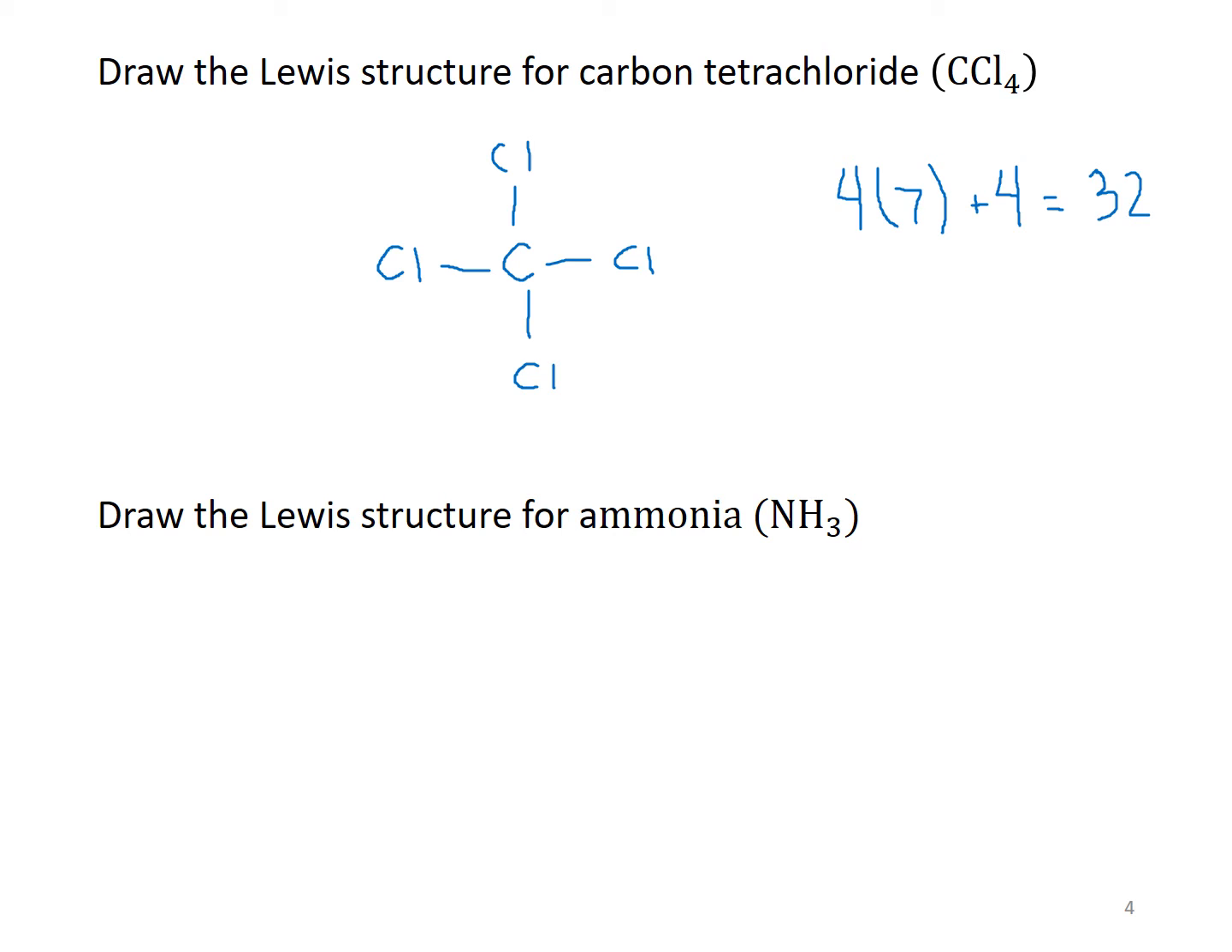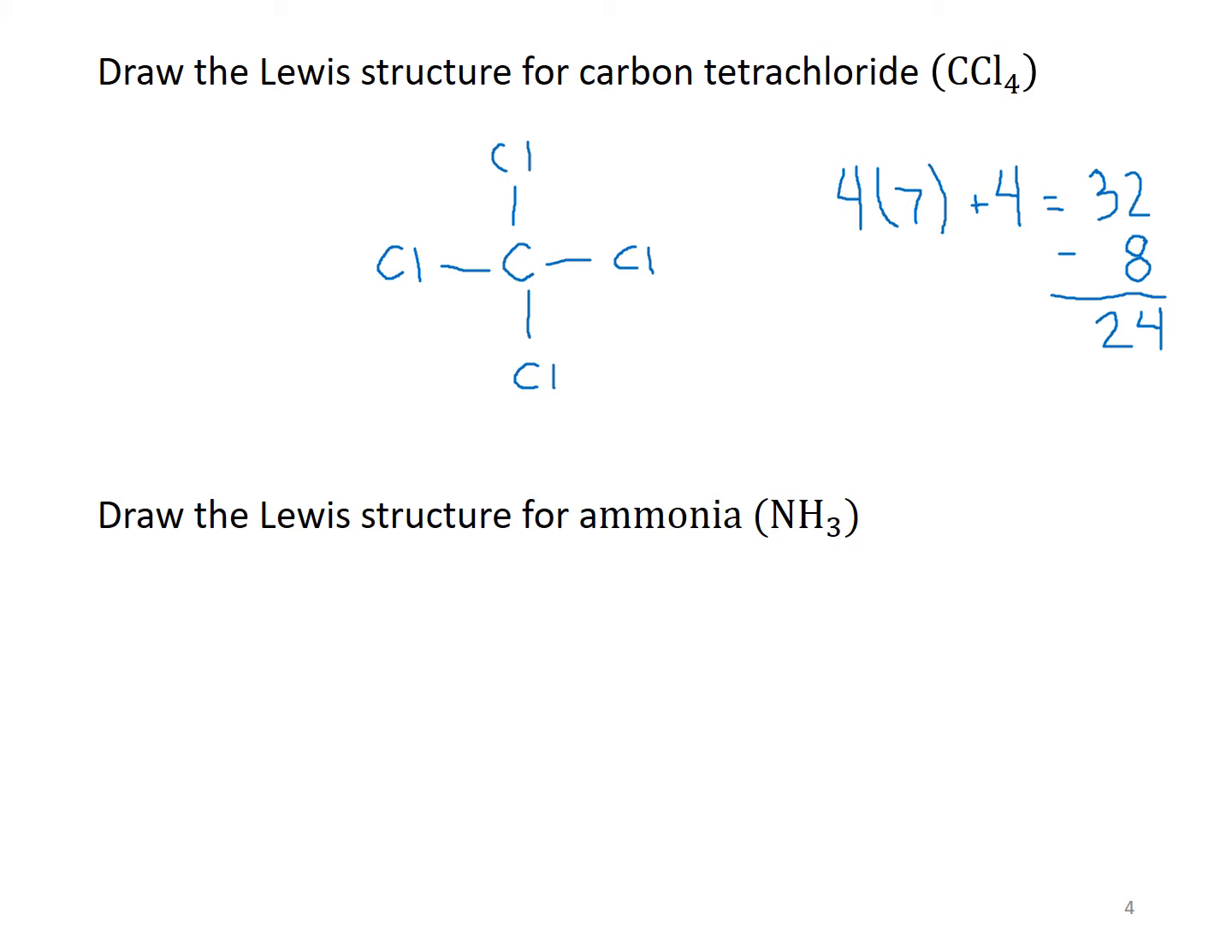And now remember, I've already used electrons to form these single bonds. I've had 4 bonds, so there should be 8 electrons that I've already used here, right? Okay, so I should have 24 more electrons that I can use.